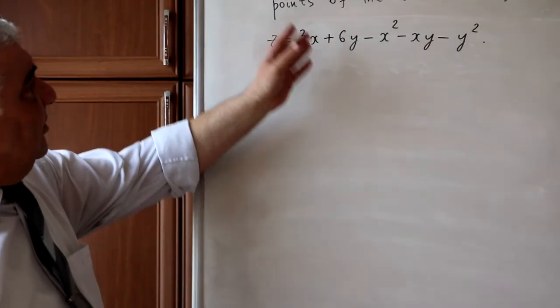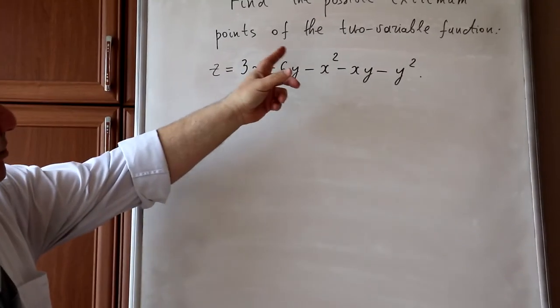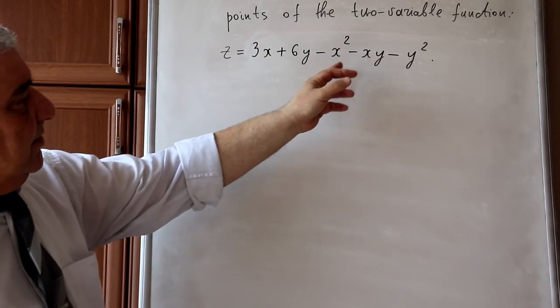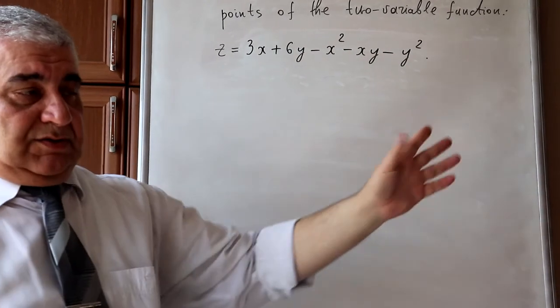Finally, your homework. Find the possible extreme point of the two-variable function z equals 3x plus 6y minus x squared minus xy minus y squared.